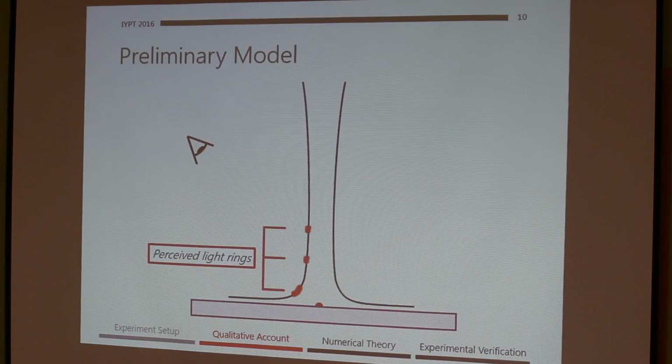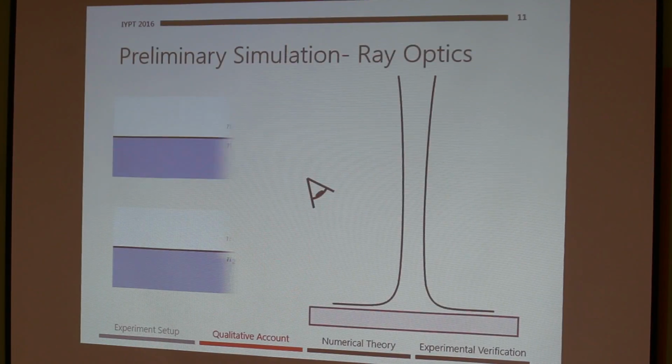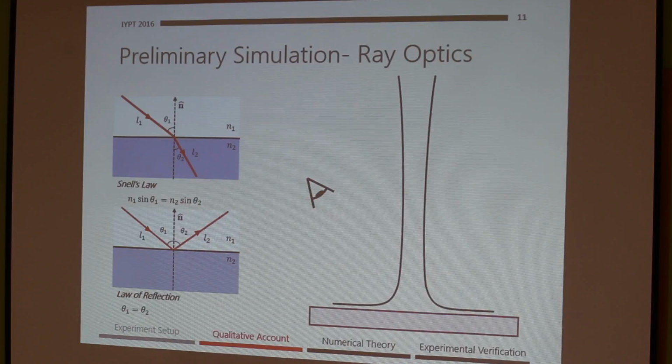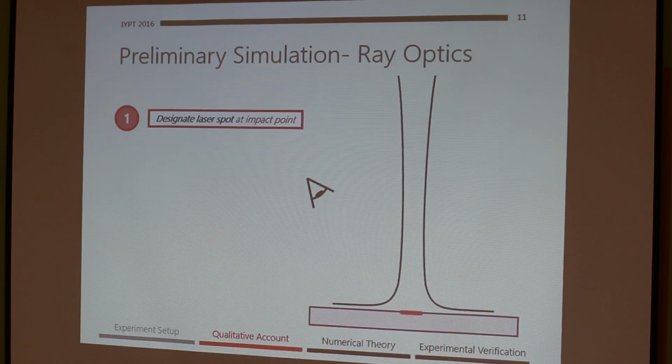We can then intersect these light rays with the water flow to obtain the position of the perceived light rings. So in order to do so, we will be coding a preliminary simulation using ray optics, and we'll be using the following equations, Snell's law as well as the law of reflection in vector form. So our simulation works as follows.